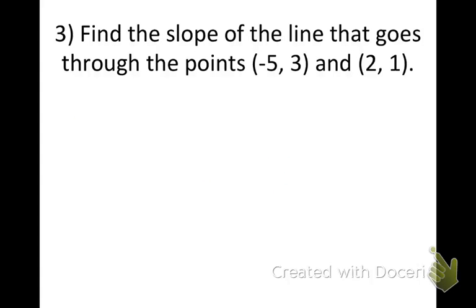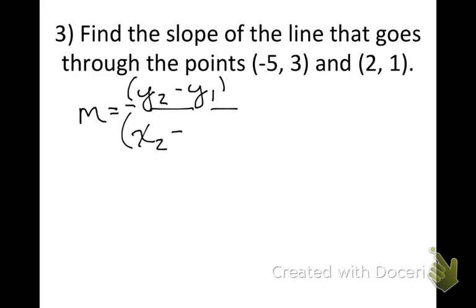Let's try another one here. It says find the slope of a line that goes through the points -5, 3 and 2, 1. First, write down your formula. M equals y2 minus y1 over x2 minus x1.